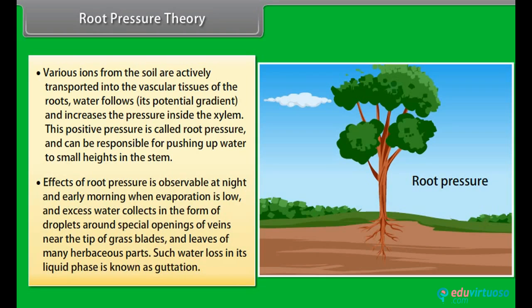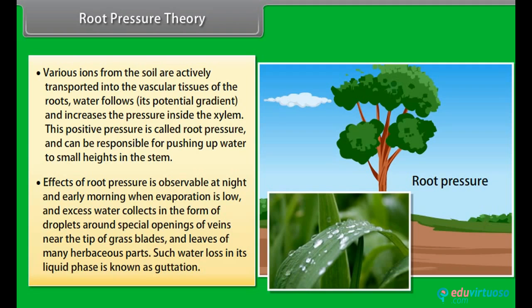Effects of root pressure are observable at night and early morning when evaporation is low, and excess water collects in the form of droplets around special openings of veins near the tip of grass blades and leaves of many herbaceous parts. Such water loss in its liquid phase is known as guttation.